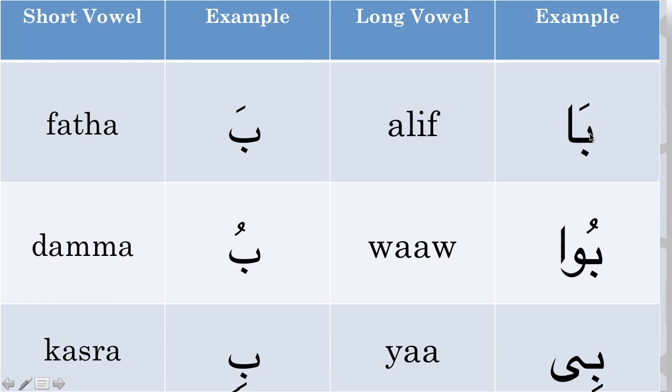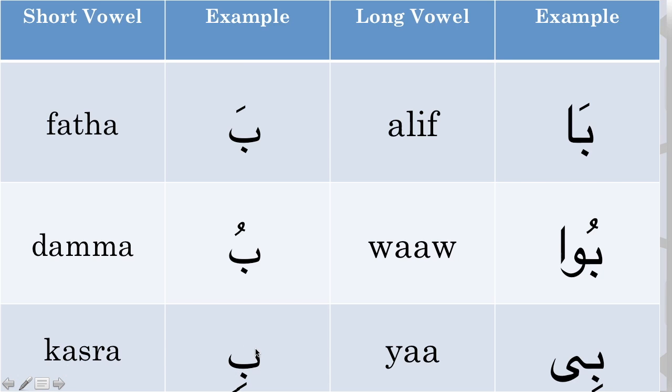versus ba. Similarly, this is ba dhamma bu, but this is ba dhamma waaw sukoon bu. This is bu and this is bu. Ba dhamma bu, ba dhamma waaw sukoon bu.